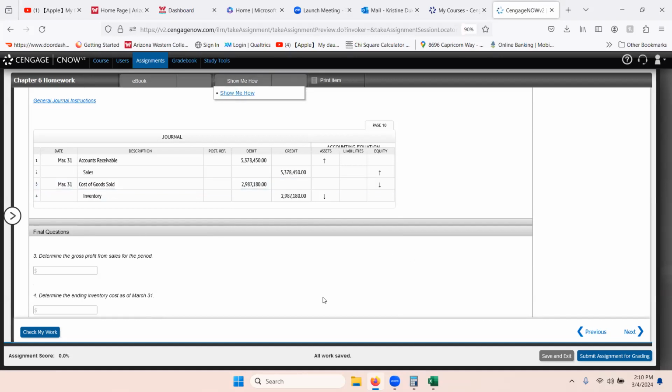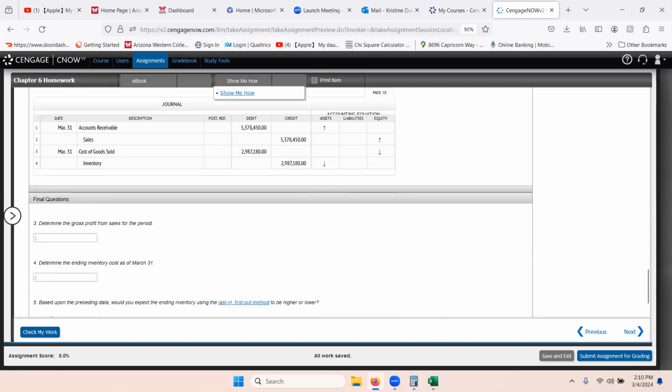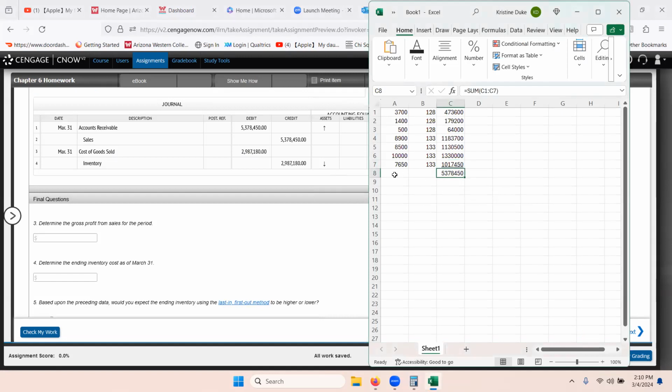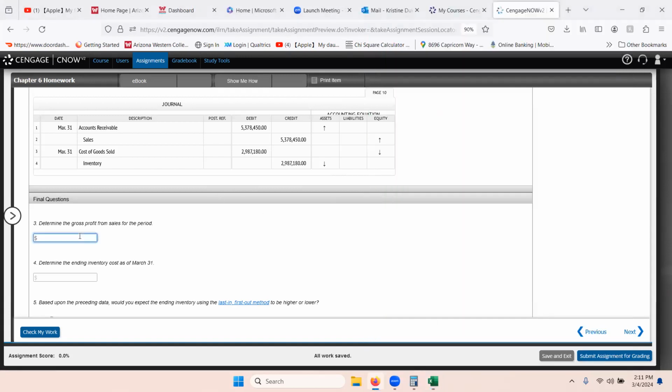Now it wants to know the gross amount of profit from the sale. So what I can do here, this is my sales, so I'm going to write sales on here. This is my COGS, not COTS, COGS. And it's 2,987,180. My gross profit is going to be that sales minus our cost of goods sold, which is 239,170.